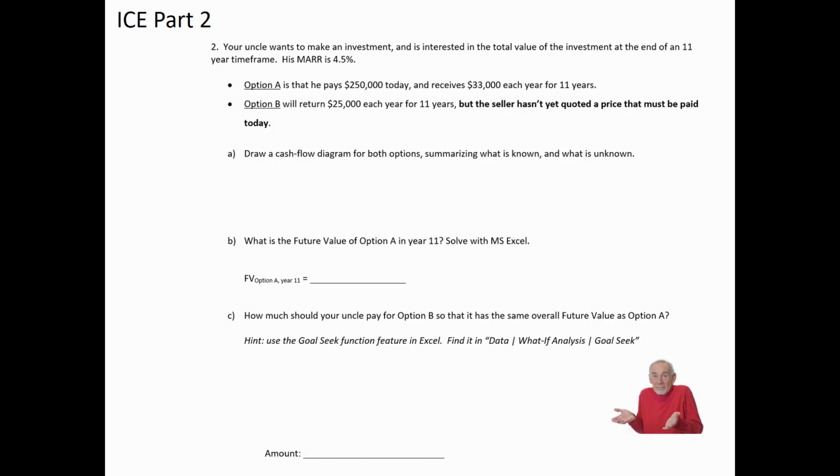All right, so same thing as before. It's always good to start with a cash flow diagram just so you can visualize the two alternatives.